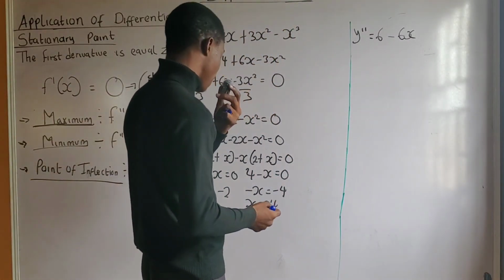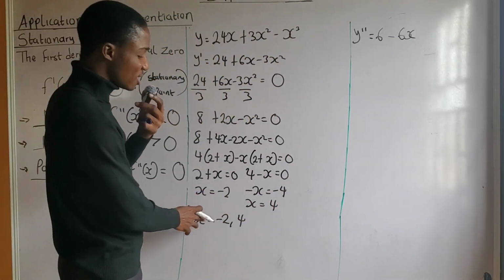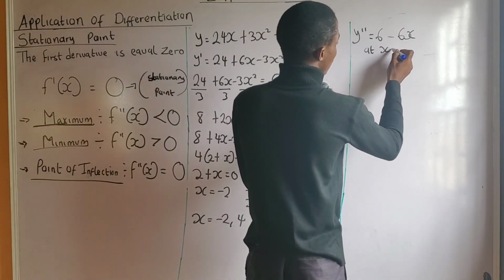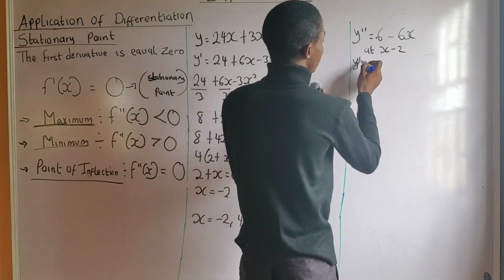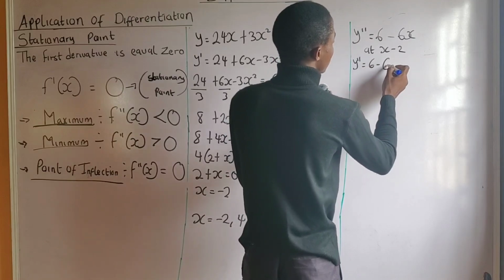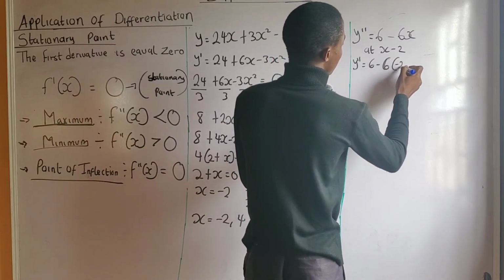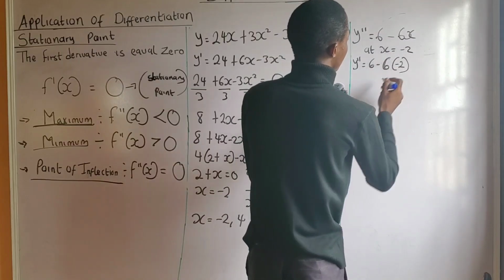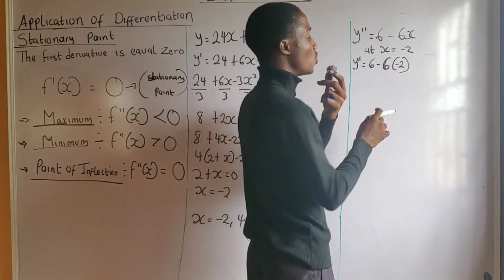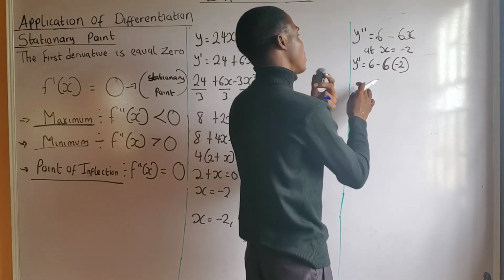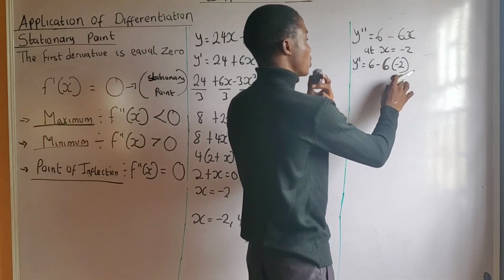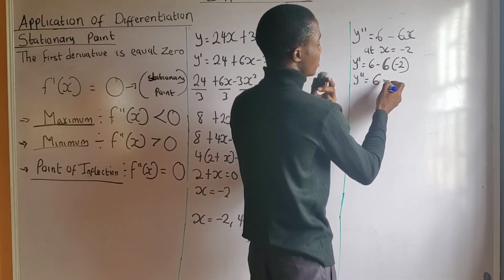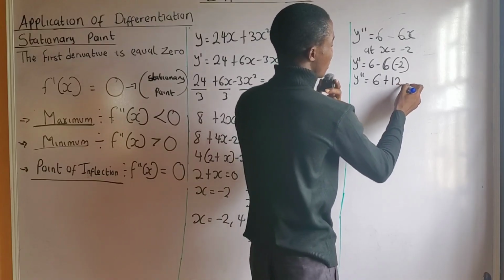Okay, now let us test. At x equals -2, we want to test at x equals -2. The second derivative of y will be 6 minus 6 multiplied by -2. I'm going to substitute the value of -2 as x into this, so I'm going to have 6 minus 6 multiplied by -2. The second derivative will be equal to 6 plus 12, and that is what?